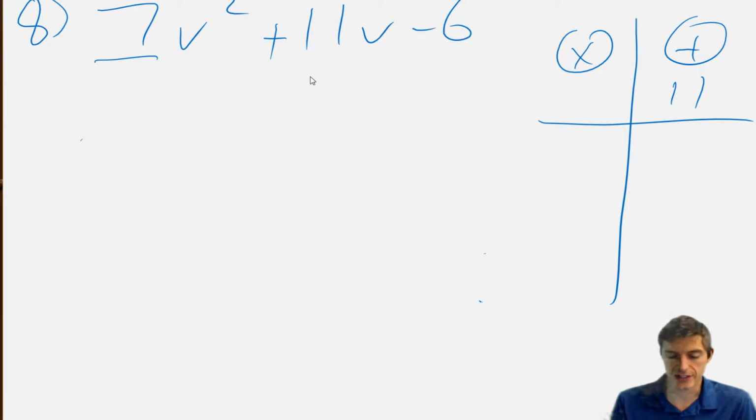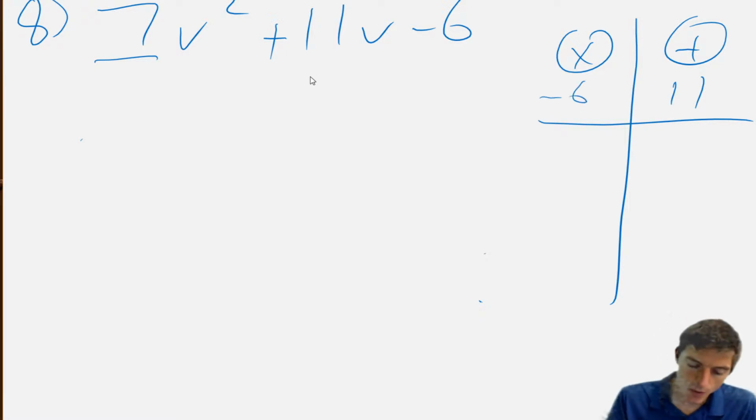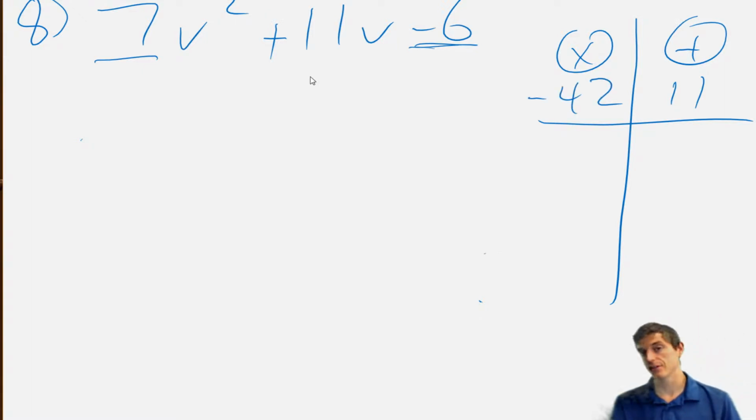So the first change is, if I was just doing this regular, I would need numbers that multiply to negative 6. Well, that's not really the case if I have a number in front of v squared. I have to do numbers that multiply to a times c. So that's negative 42. So I have to look through the numbers that make this happen.